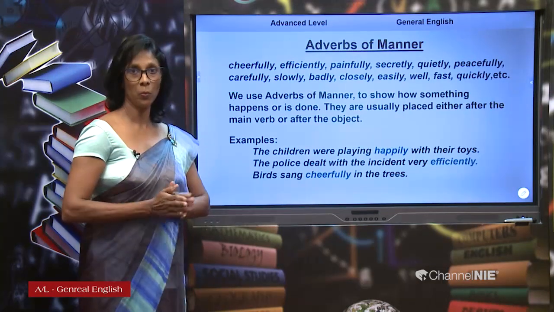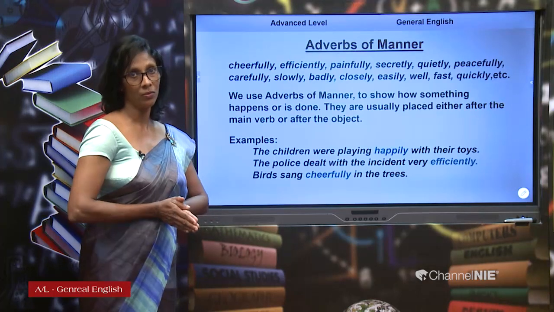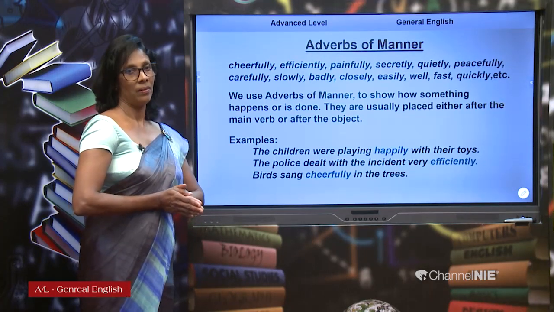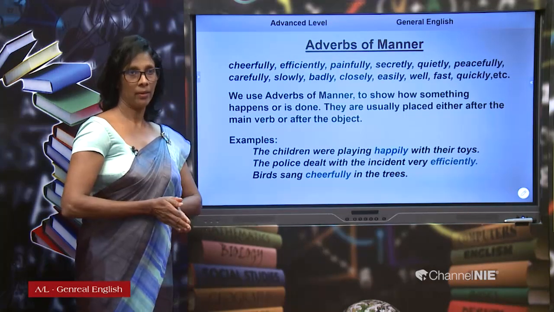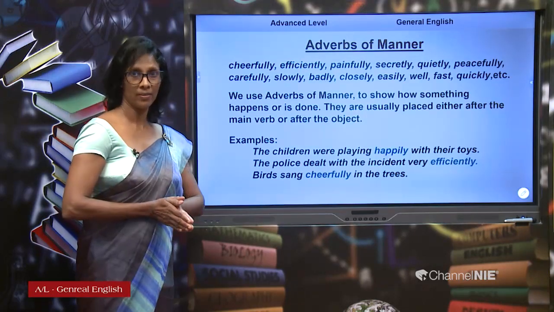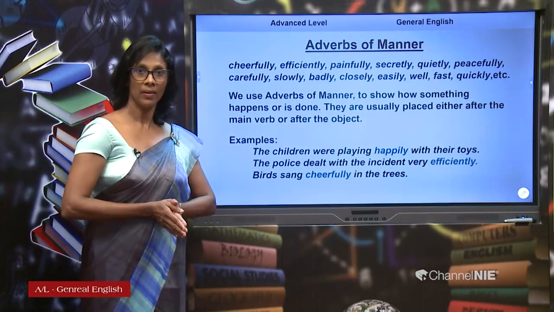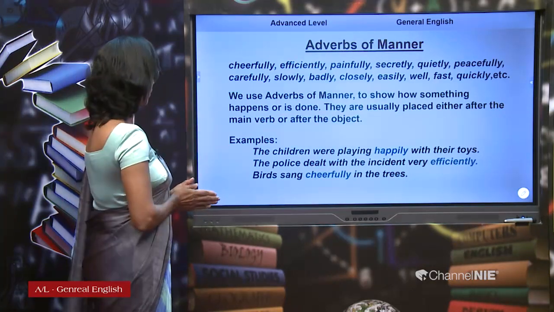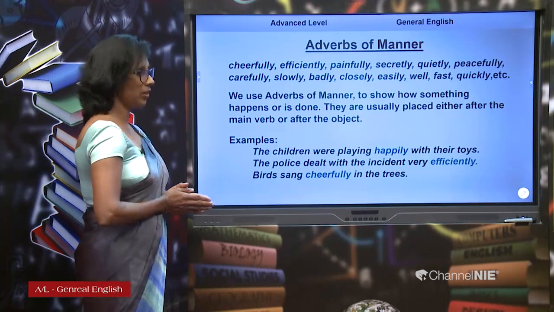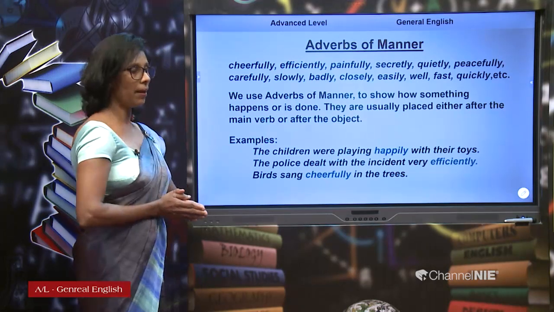Manner says the way we do something, right? So, I speak fluently. The boy ran fast. Something like that, the manner. The girls danced happily. So, let's have a look at the meaning or the definition of adverbs of manner.